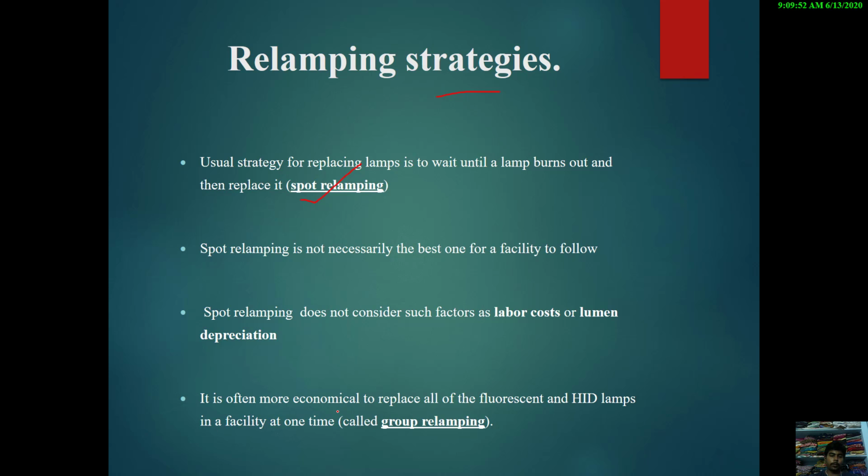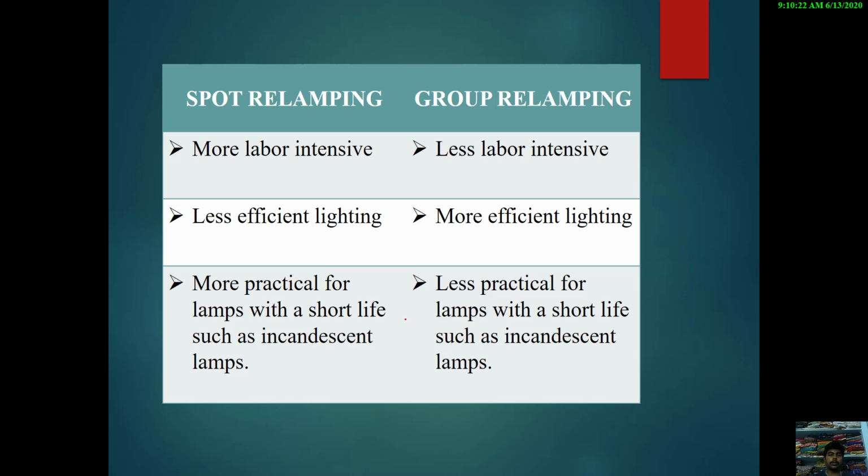It is often more economical to replace all the fluorescent and HID lamps in the facility at one time, which is called group relamping, that is, replacing all the lamps at a time. This also reduces the labor cost and other maintenance cost, and we can also improve the overall efficiency of the lighting system in a particular industrial environment. There are some differences between spot relamping and group relamping. This we have to see.